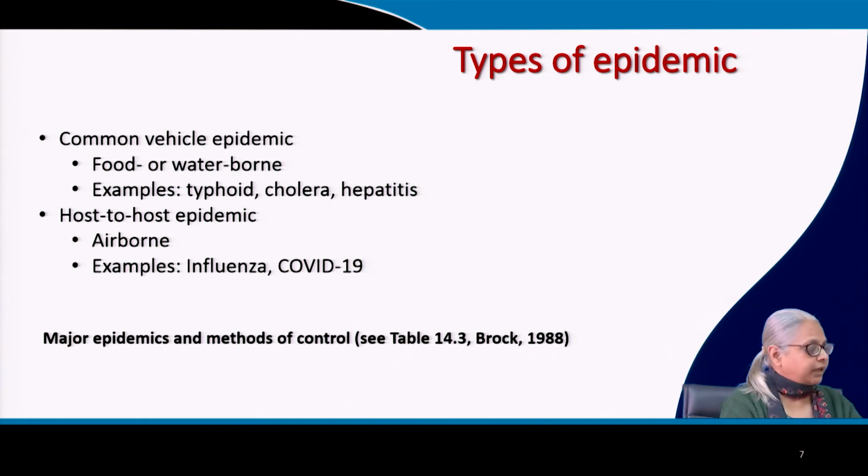Let me also share some more examples of epidemics and methods of controlling them. This is from table 14.3 from the text. Examples of common vehicle epidemics, I've already mentioned, are typhoid, paratyphoid, bacillary dysentery, and brucellosis. We've already seen the infective organism and decontamination for typhoid fever, but the best thing to do is decontamination of the food and water that are suspected to be contaminated. The second thing is pasteurization of milk, and the third thing is vaccination.